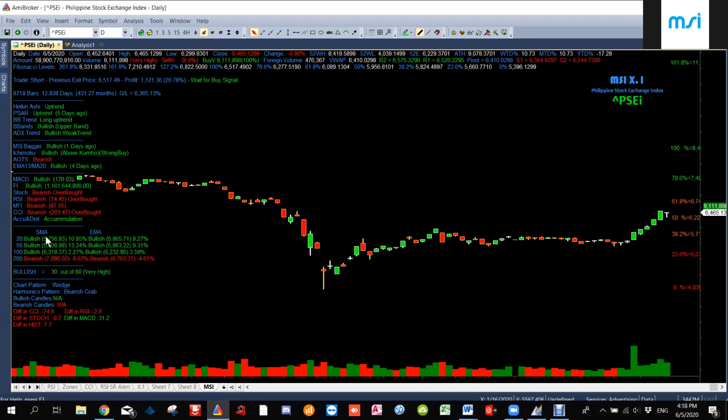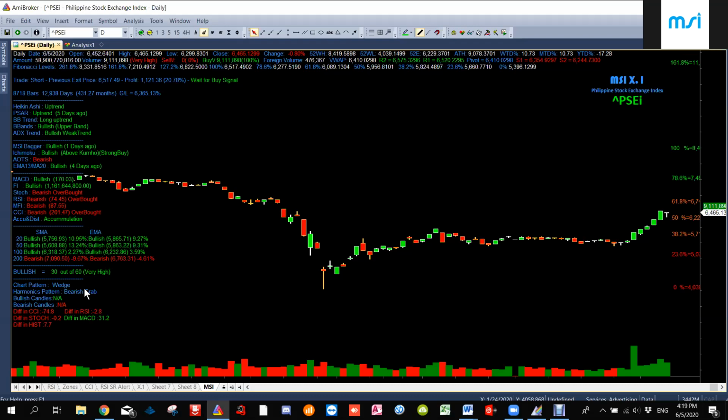Then dito din, meron tayong SMA and EMA. SMA is actually a simple moving average, and EMA is the exponential moving average. So you can see here we have 20, 50, 100, and 200. So these are the moving average levels of the simple and the exponential. You can see that if the price action is moving above a certain MA, let's say for instance this one is MA 20, then the system would suggest that the trend is bullish.